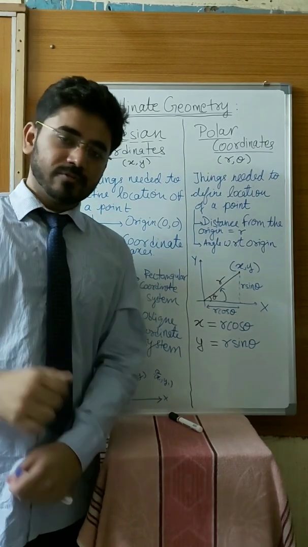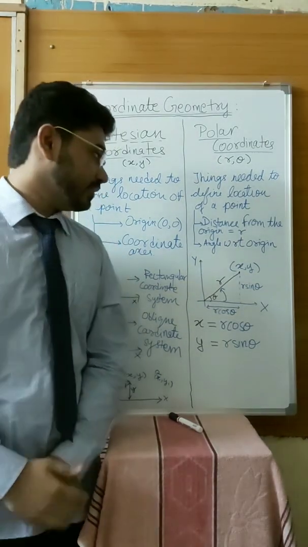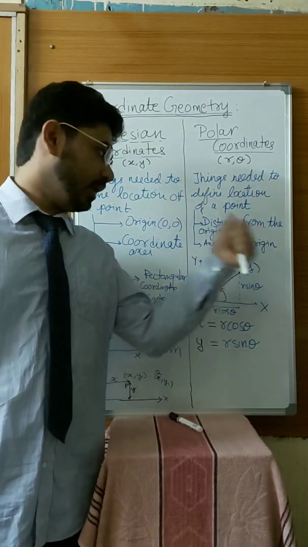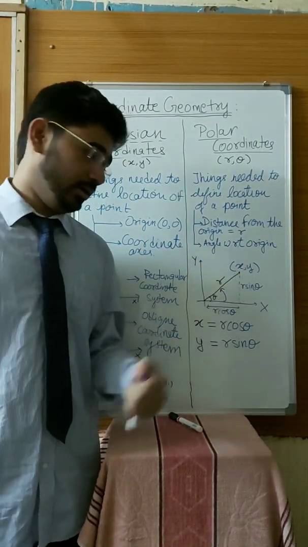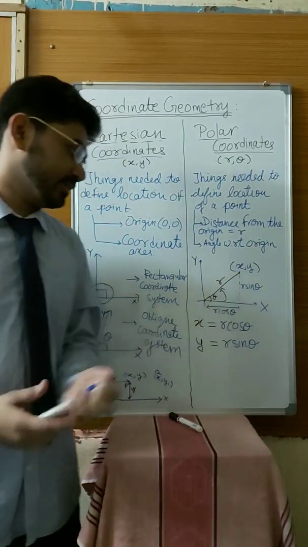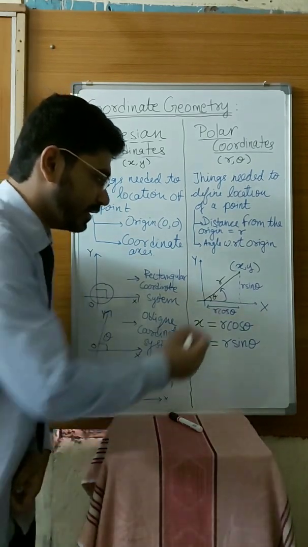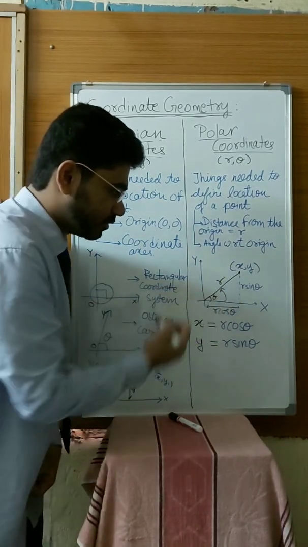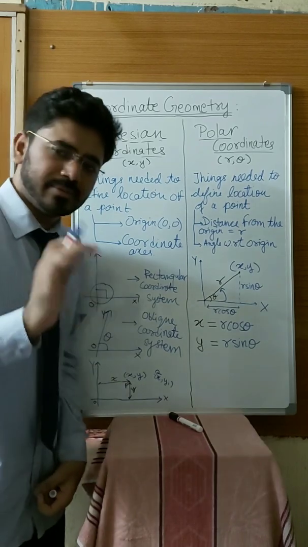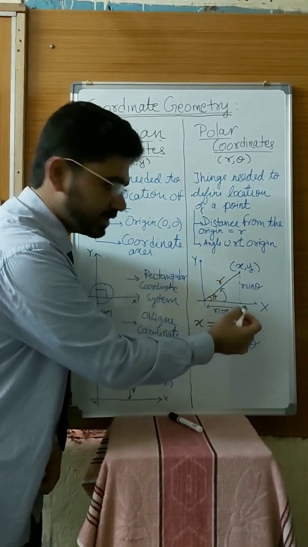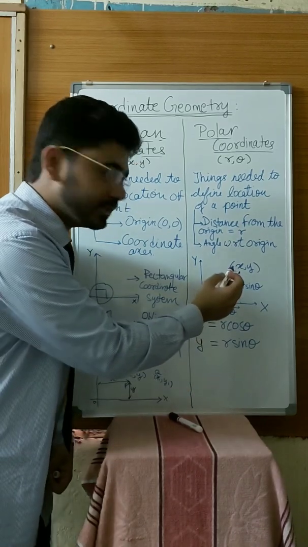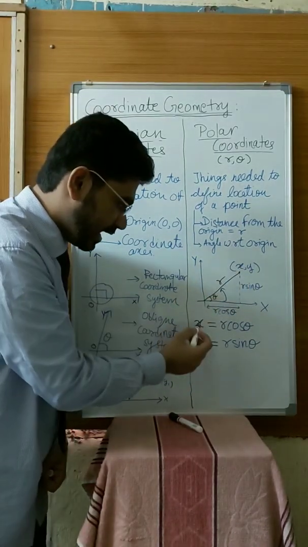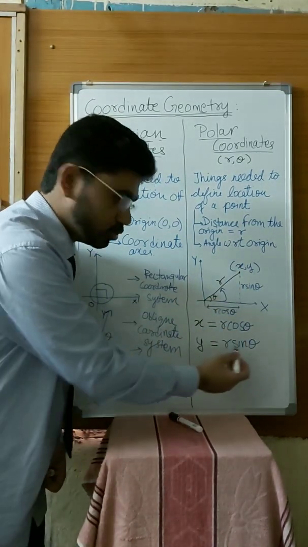To define the location of a point in polar coordinates, we need two things. First is the distance of the point from the origin, r, and second the angle that the line joining the origin and the point makes with the positive x-axis. For example, if we take a point x, y like this, its distance r from the origin and this angle being theta, then using simple trigonometry we can say that this distance is r sin theta and this distance is r cos theta. So we can define the location of x, y as x is equal to r cos theta and y is equal to r sin theta.